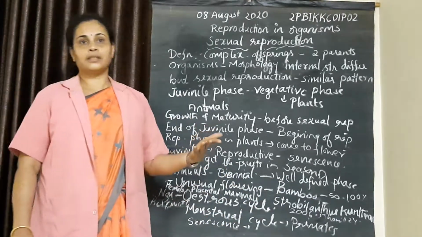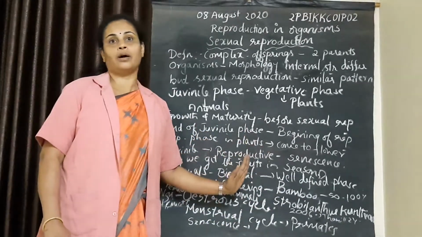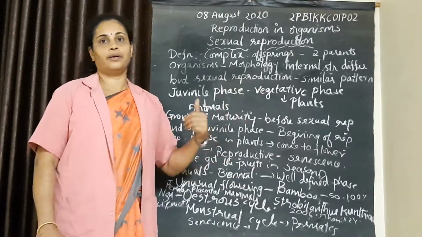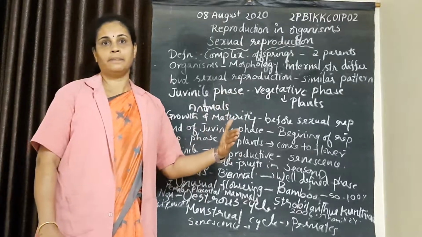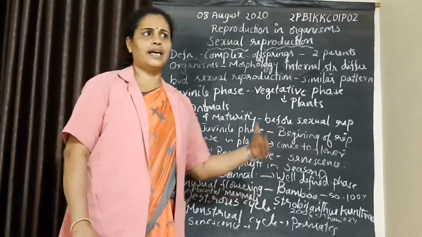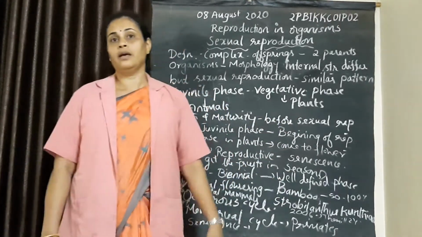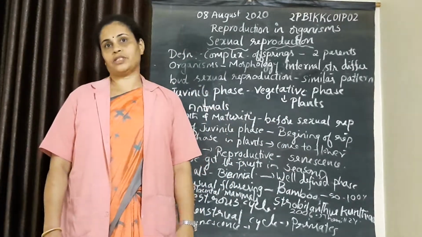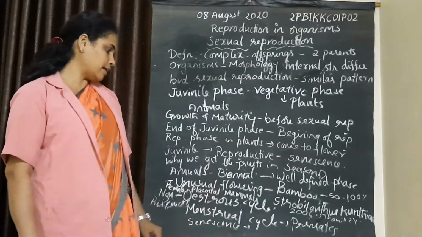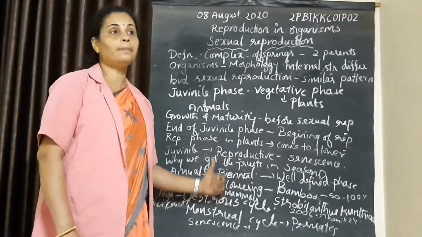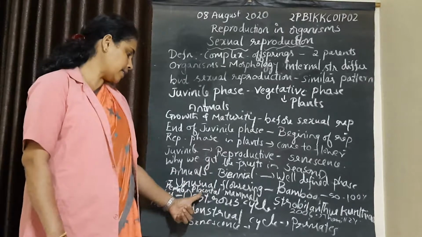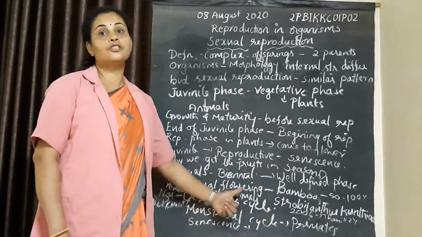And the reproductive cycle observed in non-primates like cat, dog, cow, etc. is called the estrous cycle. In the exam, they may ask: write the difference between estrous cycle and menstrual cycle. So there are two types of reproductive cycle observed in placental mammals, mainly in females. One is the estrous cycle and another one is the menstrual cycle.